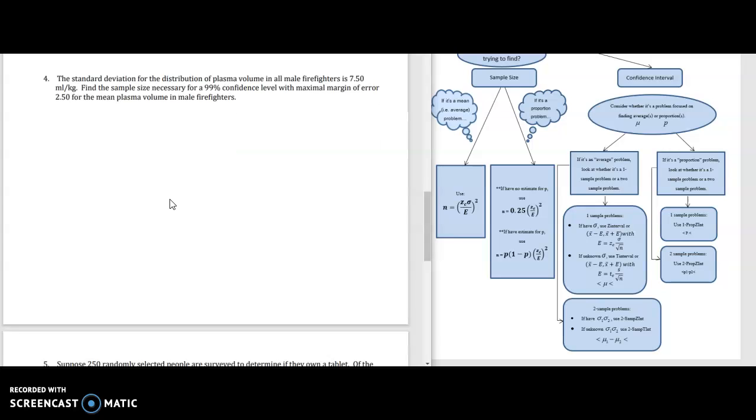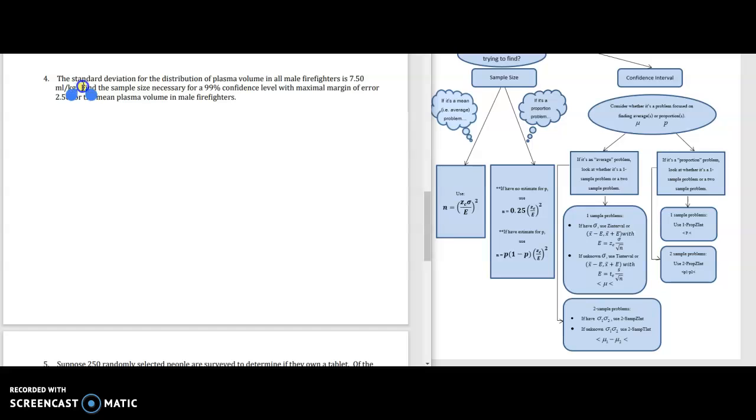Okay, so far so good. Number 4, the standard deviation for the distribution of plasma volume in all male firefighters is 7.50 milliliters per kilogram. Find the sample size necessary.